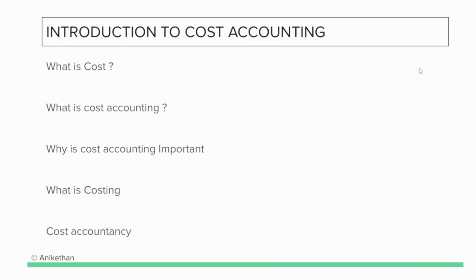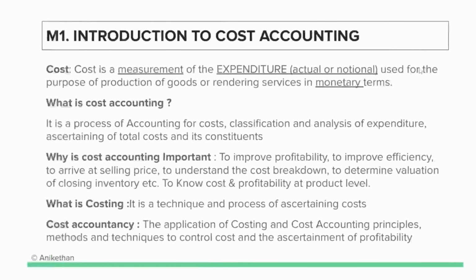So let's start with fundamentals. So these are very basic. First, you should know what is cost, then what is cost accounting, why is it important, and what is cost accountancy. So let's start with what is cost. In simple terms, it is nothing but the amount of expenditure. So this can be actual or notional. So it represents the resources that has been used to manufacture a product or a service in monetary terms, simple.